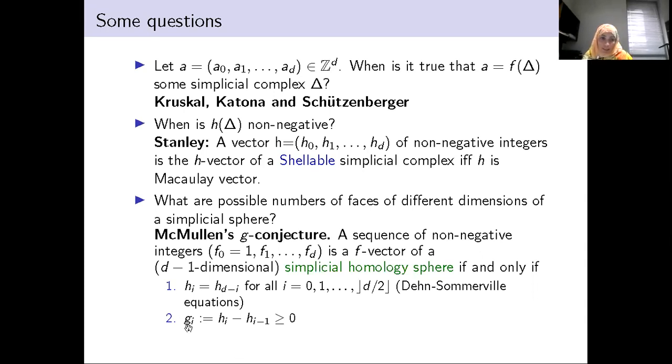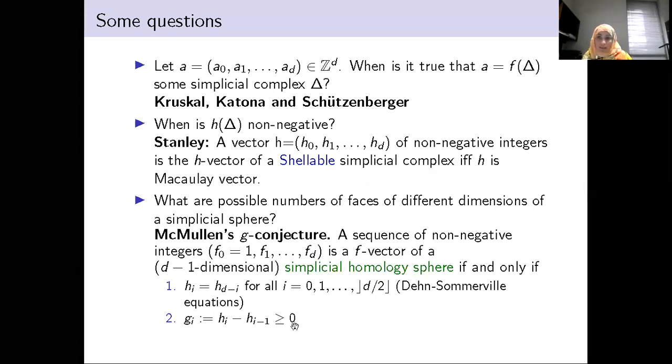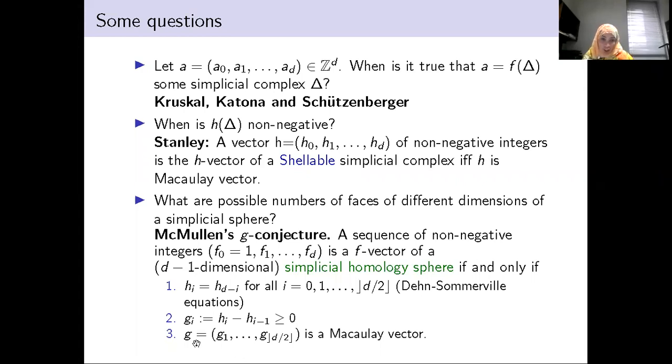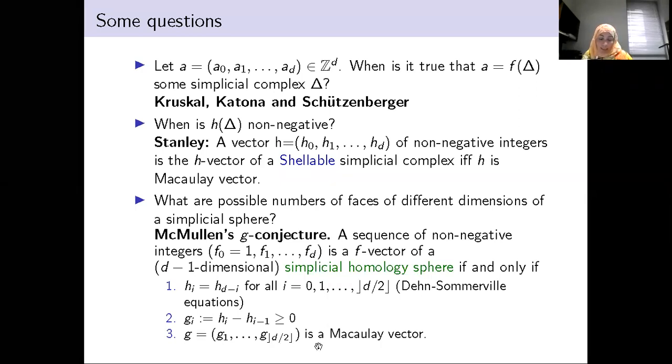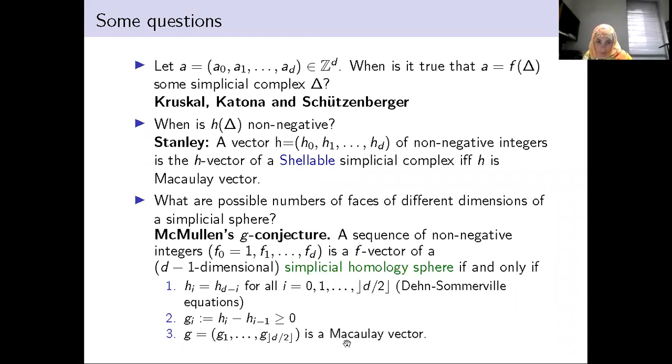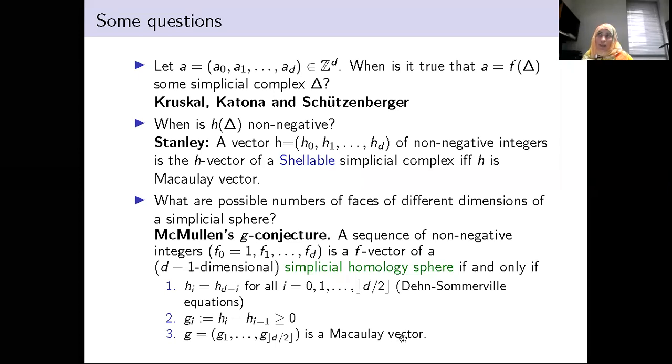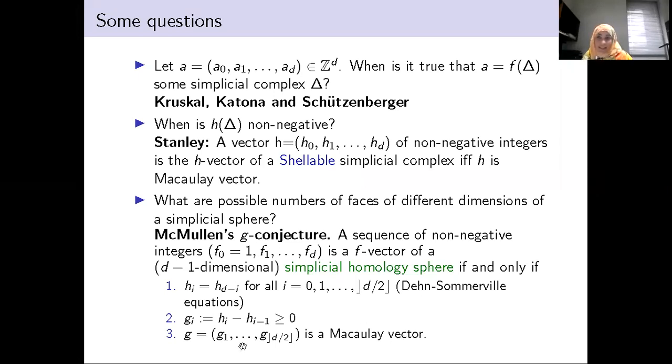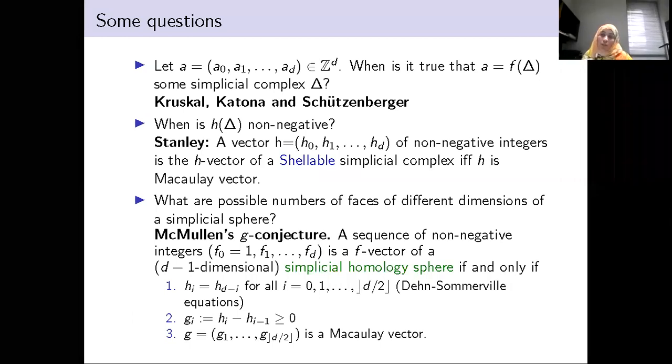Okay, consider g_i, which is h_i minus h_{i-1}, and this is always non-negative. The third condition says that g, which is just g_1 up to g_{d/2}, is a Macaulay vector. I'll add a remark here: a Macaulay vector is also an f vector of some simplicial complex, or more generally a multi-simplicial complex.